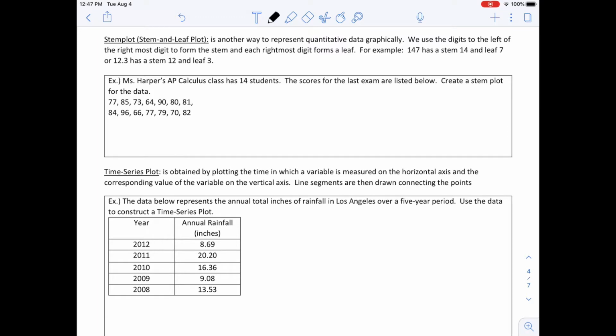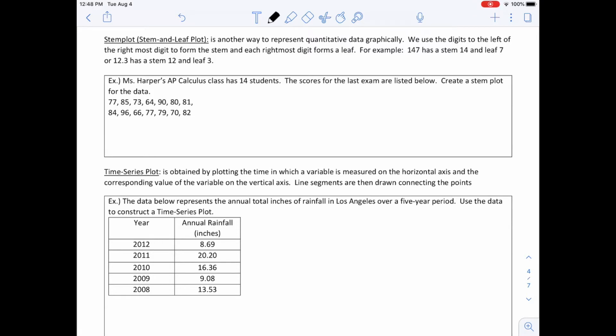So the next example is the same data set. It says Miss Harper's AP Calculus class has 14 students. The scores on the last exam are listed below. Create a stem plot or a stem leaf plot for the data. And again, these scores that we saw were in the 60s, 70s, 80s, and 90s.